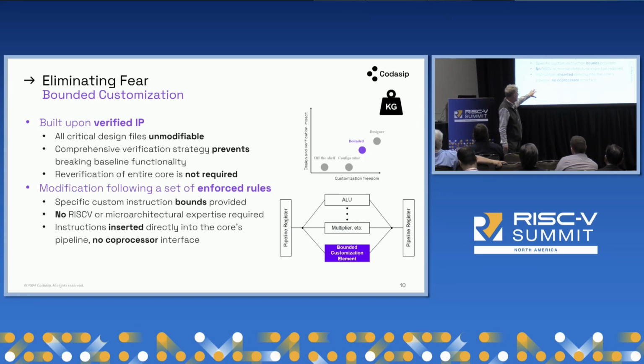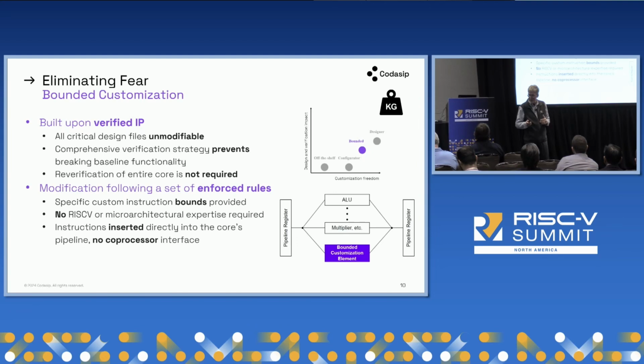Now, if you take a look at what we do through bounded customization, you can almost imagine that we're adding a custom execution unit. And we're adding those custom execution units between pipeline registers. So if I'm between pipeline registers, everything to the left of the first pipeline register or everything to the right of the pipeline register is not being affected. It's using all those resources both to the left and to the right. And by doing this, we can guarantee your verification.